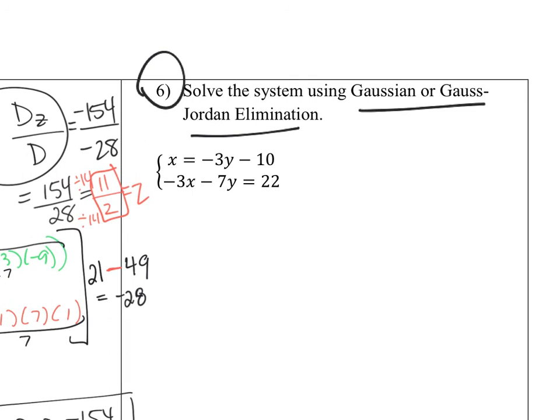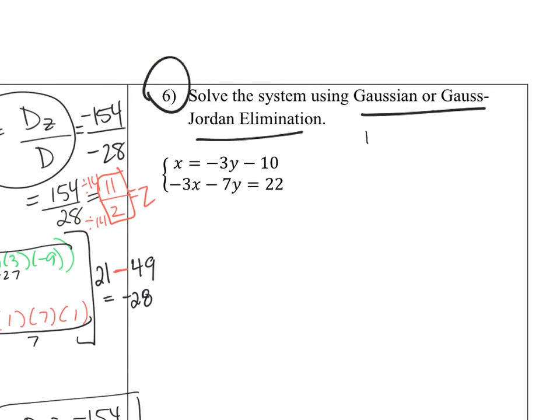Okay, so first, using Gaussian or Gauss-Jordan elimination, that means we want to use the matrices to try and get our system looking either with the diagonal of 1s and the 0, or the diagonal of 1s and the 0 and then another 0. And that way we can just see our solution. So again, either Gaussian, or you can keep going and do the Gauss-Jordan elimination. So let's see, the first thing we need to do is put this in order. So the first equation should be x.